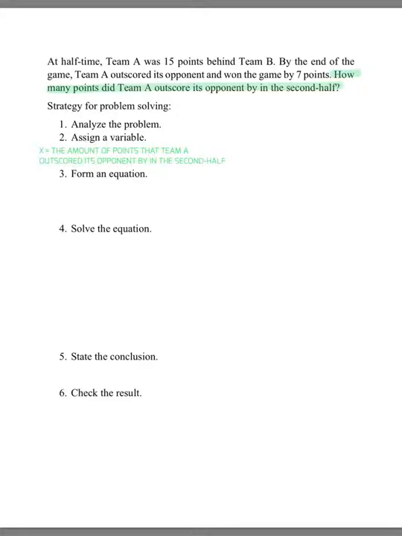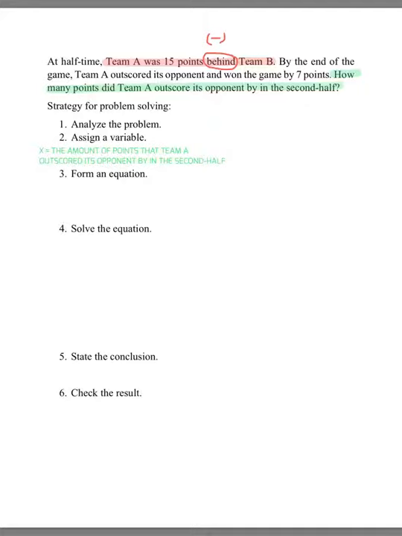Now let us go back to analyzing the problem. So let's see, what else do we know? We know that at halftime, Team A was 15 points behind Team B. Now the key here is the word behind. Since you're behind, or you have fewer points, that's going to be an indicator of subtraction. So I'll make a note of that. Behind means subtraction.